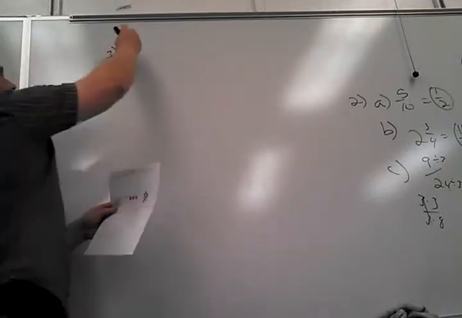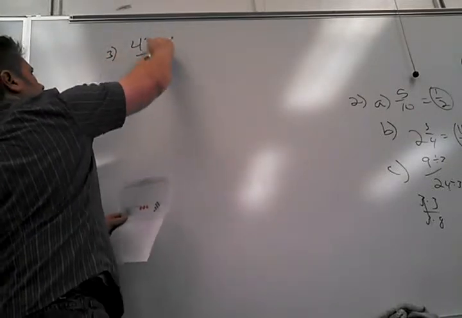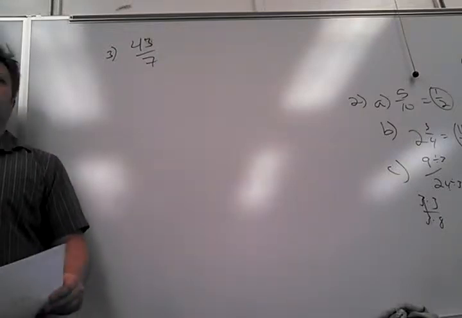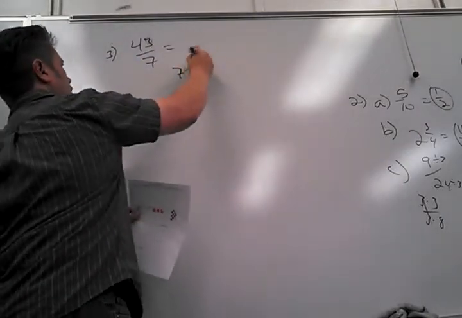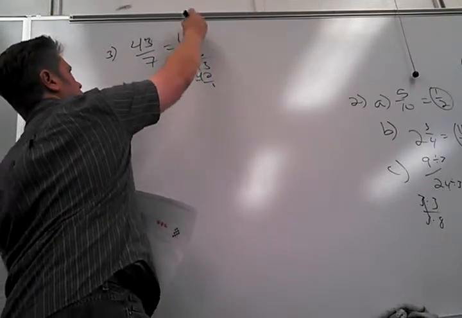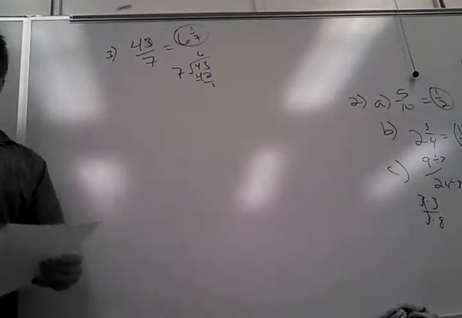Alright guys, what about this one here? Rewrite 43/7. How do you do that? 6 and 1/7. I like it. So you go 7 into 43, 6 times. 6 and 1/7. Cool.